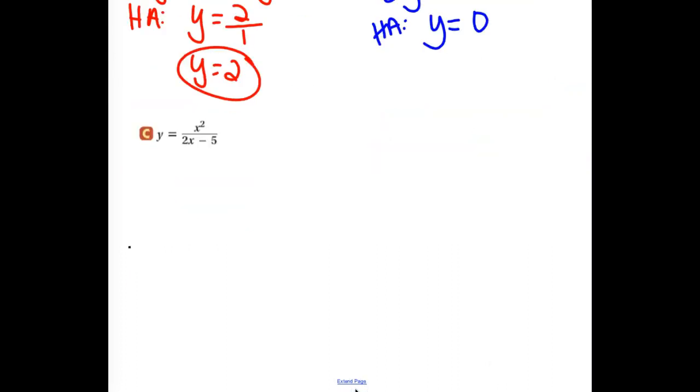All right, third example. What's the top degree? All right, so top degree is 2, bottom degree is 1. That means the degree of the numerator is bigger. What happens?